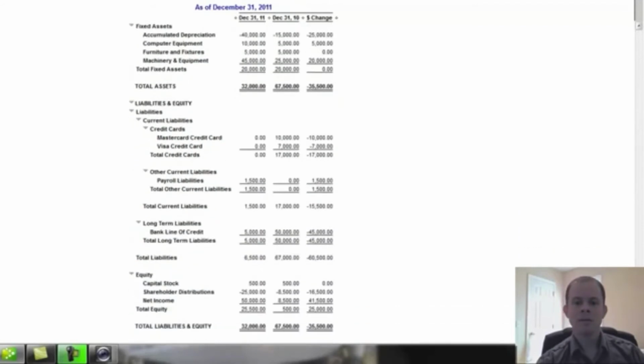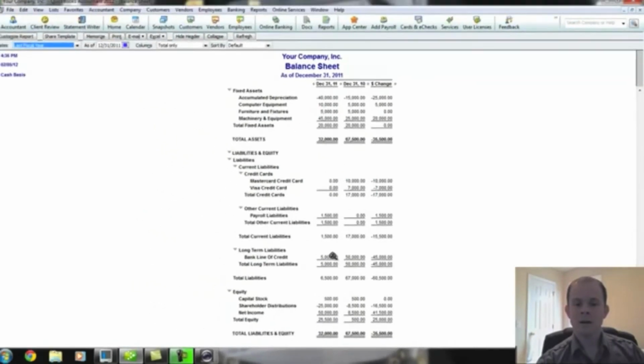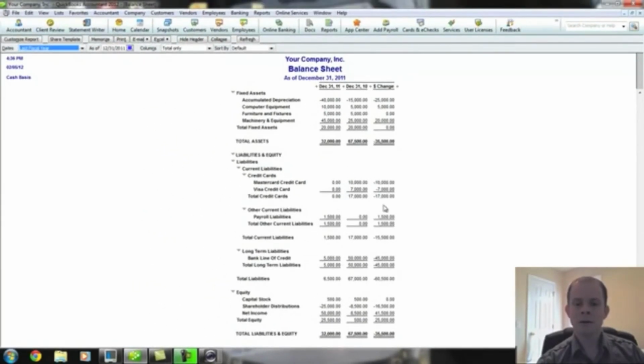When we looked at their liabilities, at the end of 2010 they had $17,000 in credit card debt. Well, they took my advice and wanted to get out of debt, and they paid off their credit card debt. So they're at zero debt for 2011. The payroll liabilities at the end of the year were $1,500. And at the end of 2010, they had a bank line of credit of $50,000. Well, they took $45,000 and paid cash, and brought it down to $5,000. So they did really good knocking out debt in 2011.